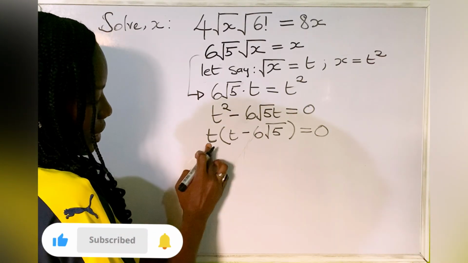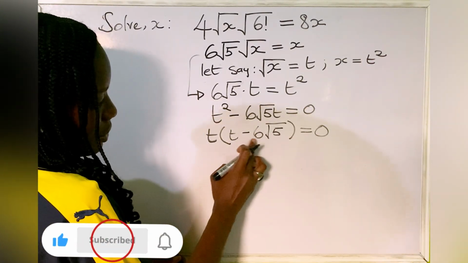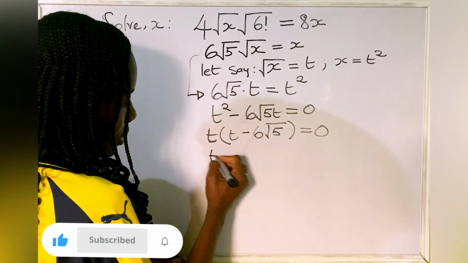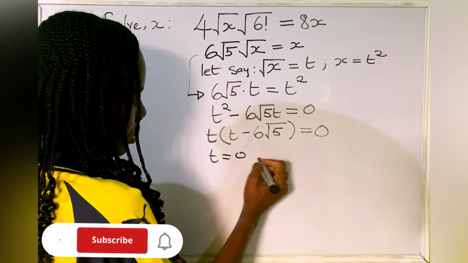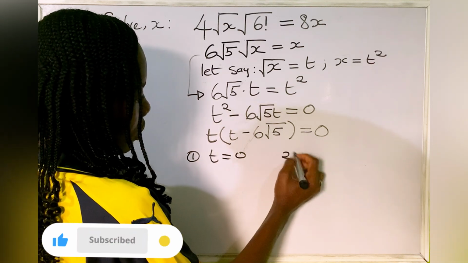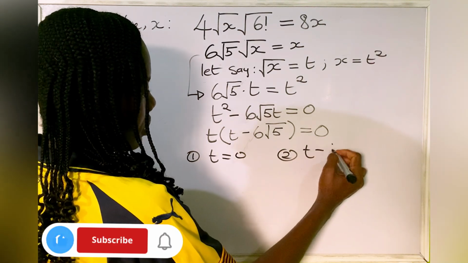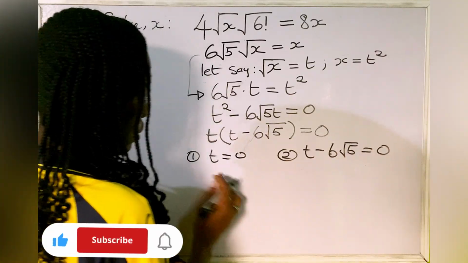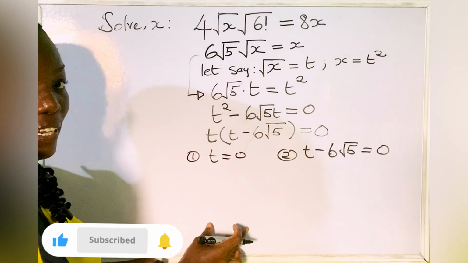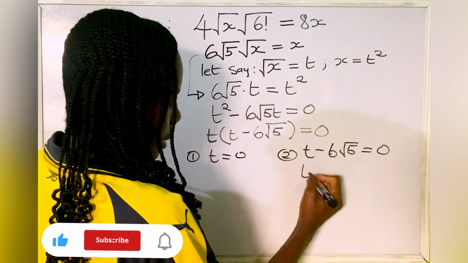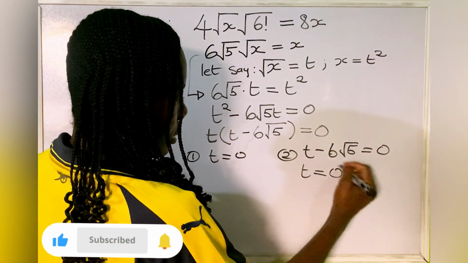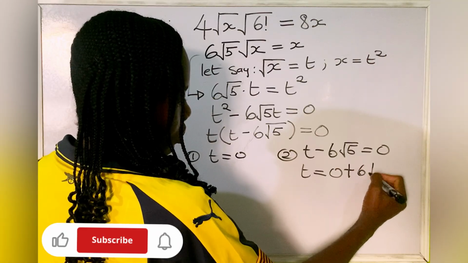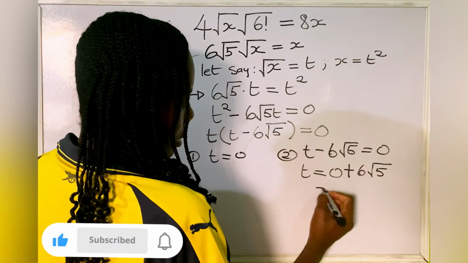Here, this is telling us that t is equal to 0 and t minus 6 root 5 is also equal to 0. So let's bring that first equation out. We have t is equal to 0. And the second one is t minus 6 root 5 is equal to 0. So this is simple. t here becomes 0 plus, when this minus crosses the equality sign, it becomes a positive 6 root 5.